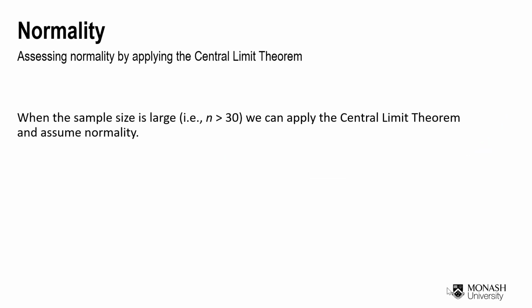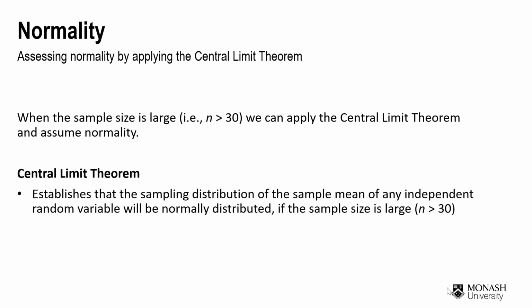When the sample size is large, for example, greater than 30 participants, we can apply the central limit theorem and assume normality. This is because the central limit theorem establishes that the sampling distribution of the sample mean of any independent random variable will be normally distributed if the sample size is large, for example, greater than 30 participants.